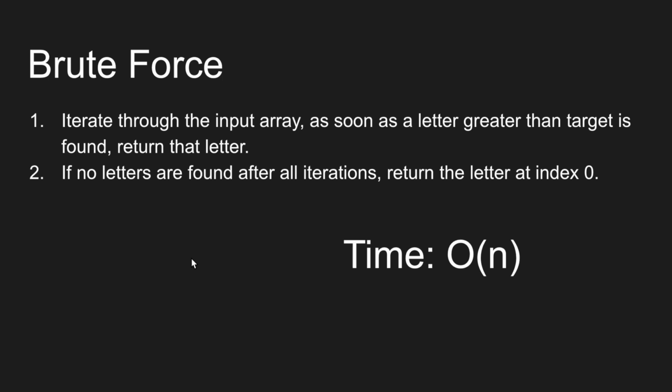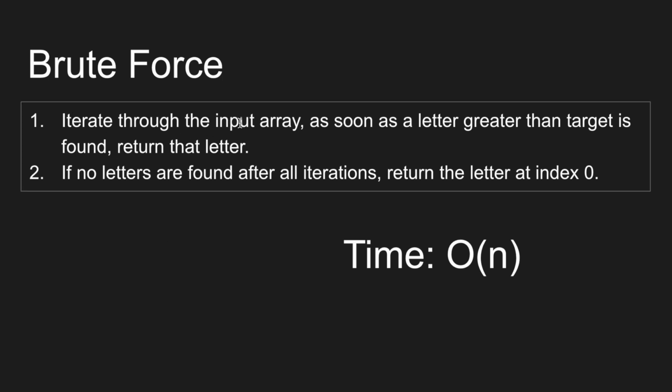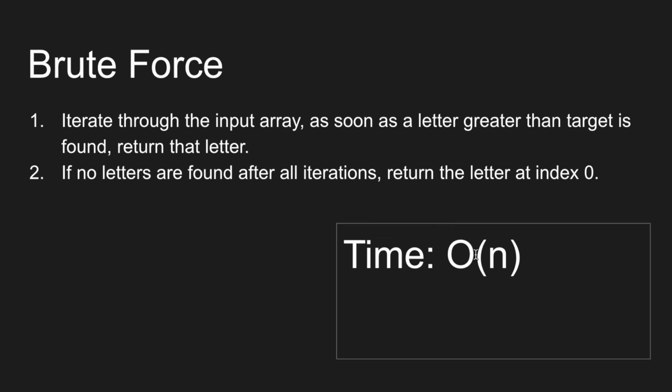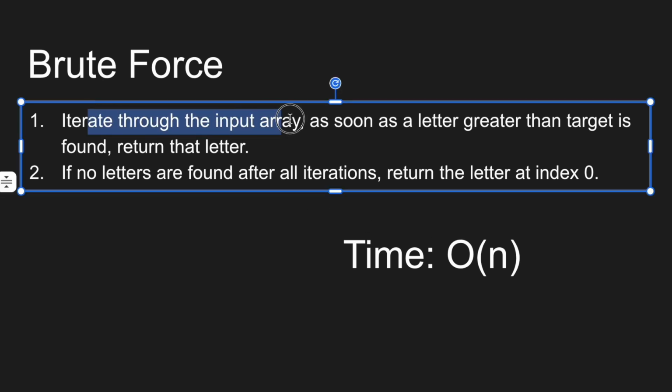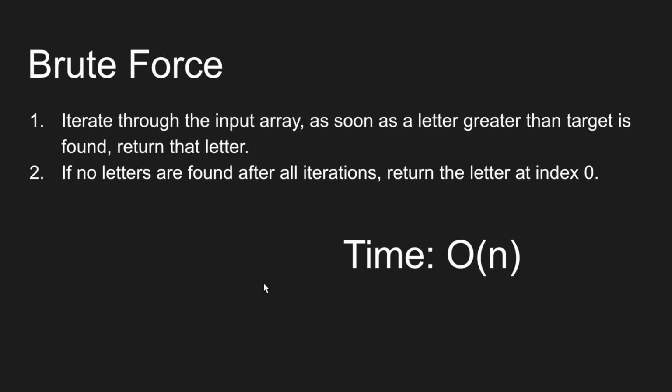Since the array is sorted, we can actually just iterate through the input array, and as soon as we see a letter that is greater than the target letter, then we can return that letter. And if no letters are found that are greater than the target after all iterations, then we'll return the letter at index 0. The time complexity will be O of n because we need to iterate through the input array, but there's actually a more efficient way to solve it. So let's go over that way right now.